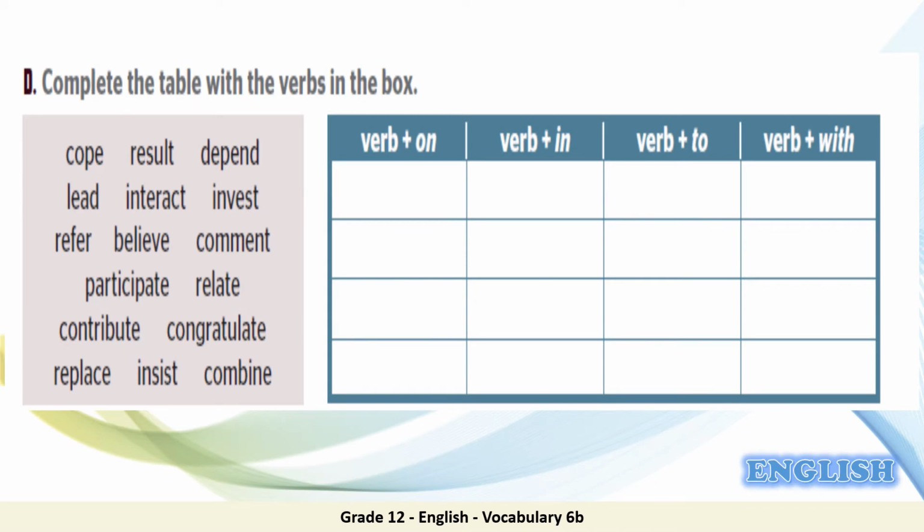Exercise D, complete the table with the verbs in the box. We have a table here with the prepositions on, in, to, and with. So we have here 16 verbs. We need to put each verb with its correct preposition. So pause the video and think about the answers.